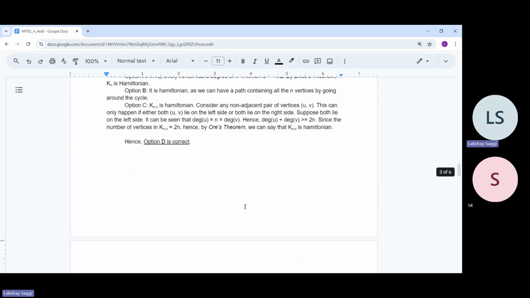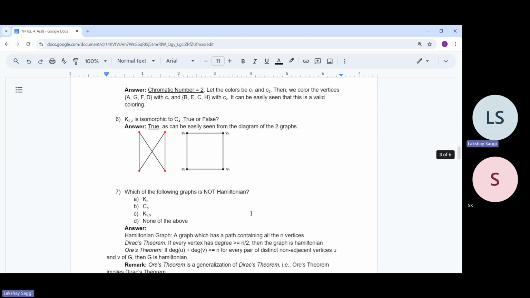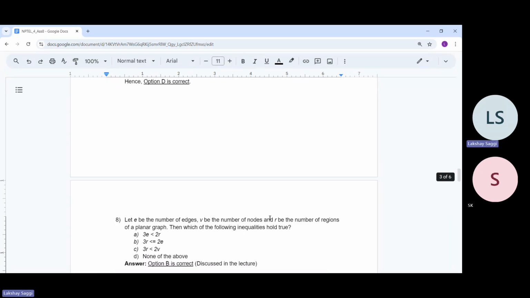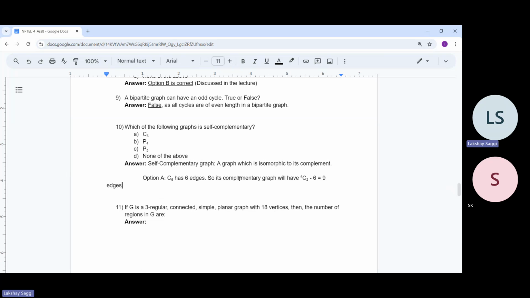Okay, I think, did we do some calculation wrong in the previous question? Oh, okay. I think that was a different question. So total number of edges possible are 6 choose 2, and we have 6 edges already. So the number of edges in the complement will be 9 edges. So note that the original graph has 6 edges, its complement has 9 edges.